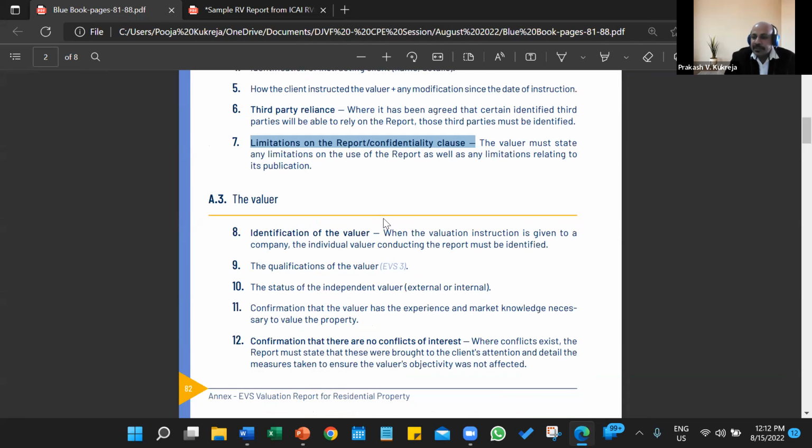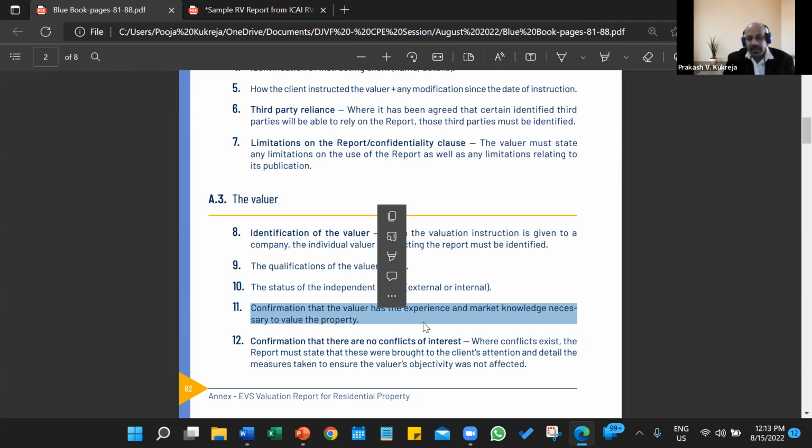The valuer. Now this talks about the valuer. Identification of the valuer. Qualifications of the valuer, status of the independent valuer, external, internal. This may be specific to asset class, but what I understand, a valuer has to always be independent. Confirmation that the valuer has the experience and market knowledge necessary to value property. Now, I know as far as our approach in India is concerned, I don't think we mention this. I haven't seen this, but I really appreciated this point where they look at what is the experience and market knowledge a valuer has. That definitely adds to the credibility of your report, right?